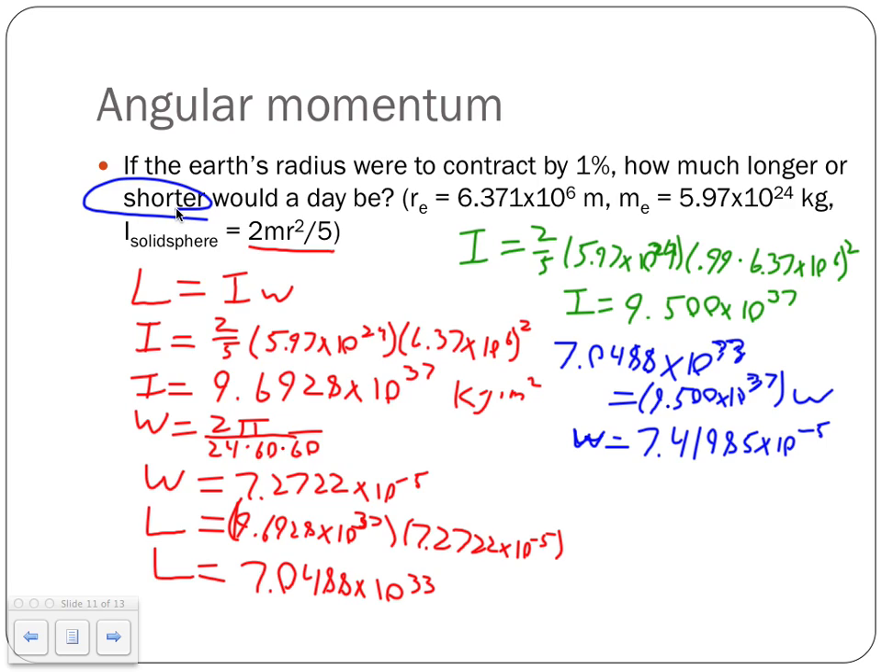Well, omega is radians per second. So the Earth is still spinning 2 pi in a day, but the time we don't know. And so that should be equal to our 7.41985 times 10 to the negative fifth radians per second. So multiply the t up, divide 2 pi by 7.41985, gives us a t of 84,680.7 seconds.